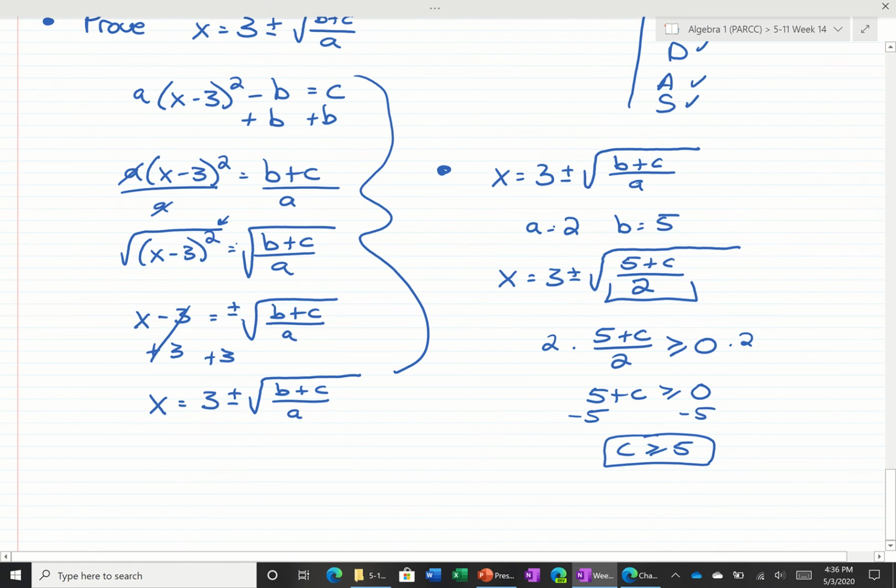Now let's just make sure we answered the question. We proved it right here. And then for that second piece, determine under what conditions on c will restrict the solutions for x to real numbers. In order to get real numbers, the inside of your radical has to be greater than or equal to 0. And if you solve for that, c has to be greater than or equal to 5.